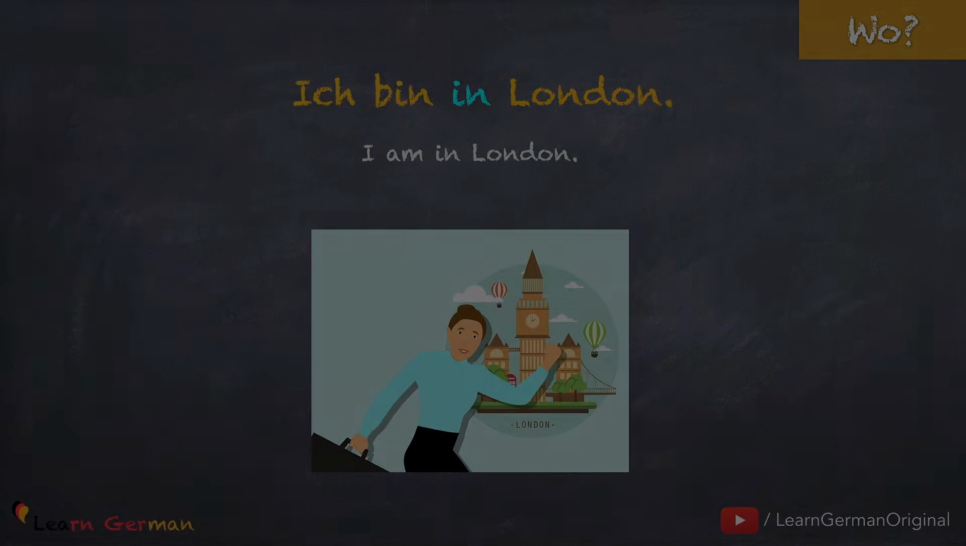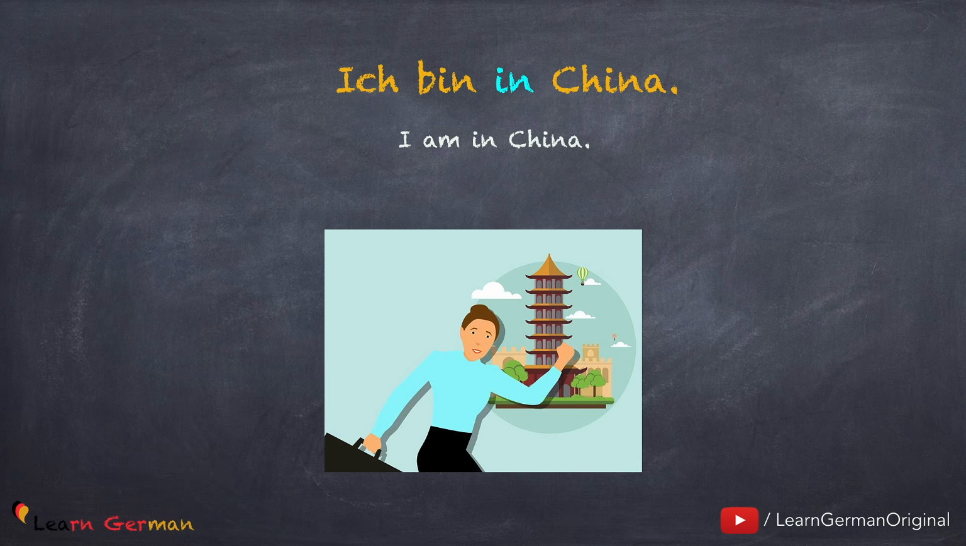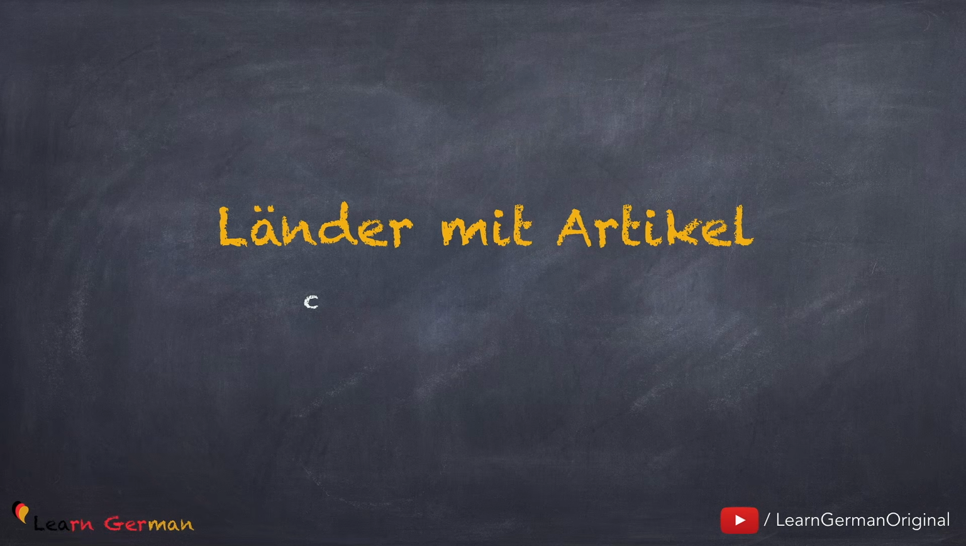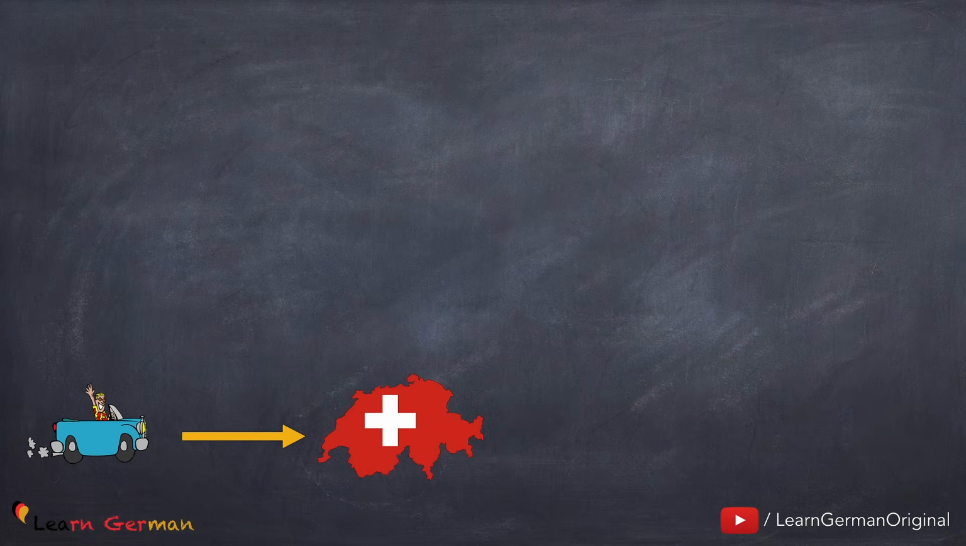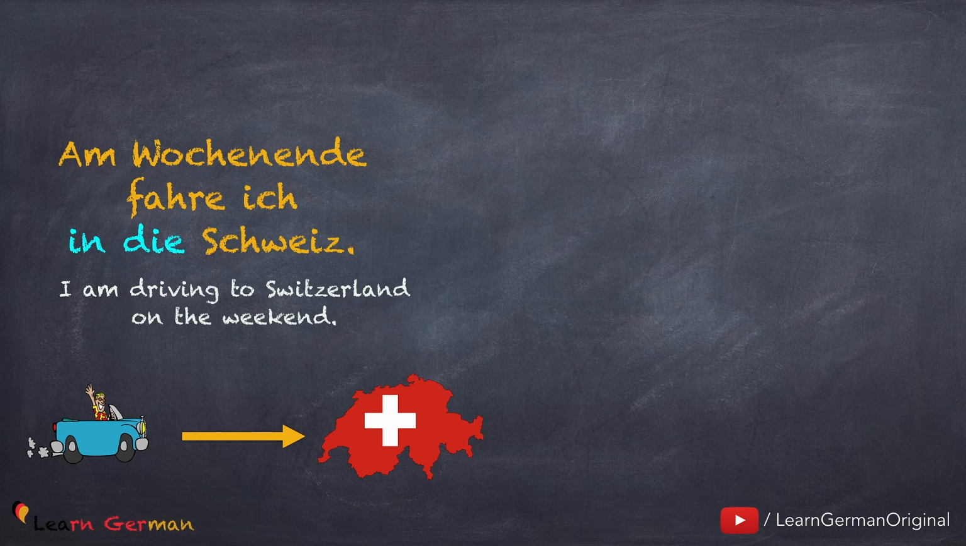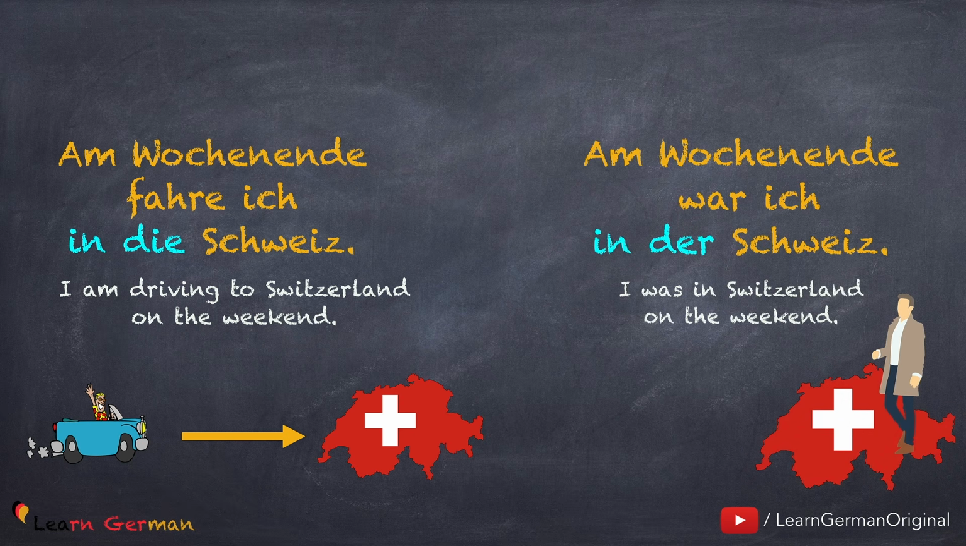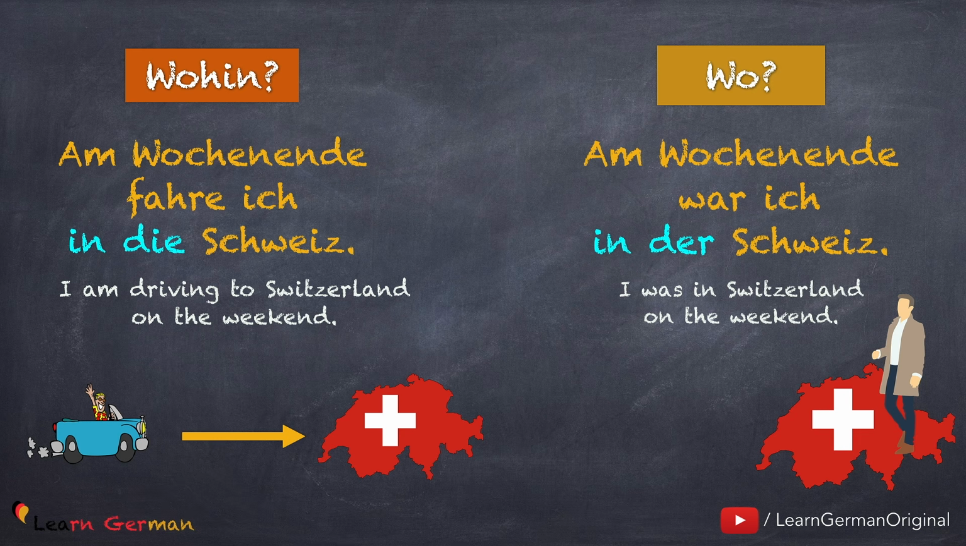Similarly, when it's a country. Ich bin in China. Here also, since you're talking of a position, wo, you would answer with in. In is also used with a few countries that take an article. Länder mit Artikel. For example, am Wochenende fahre ich in die Schweiz. Or, am Wochenende war ich in der Schweiz. In this case, whether you ask wohin or wo, for both the cases, you will use the preposition in.